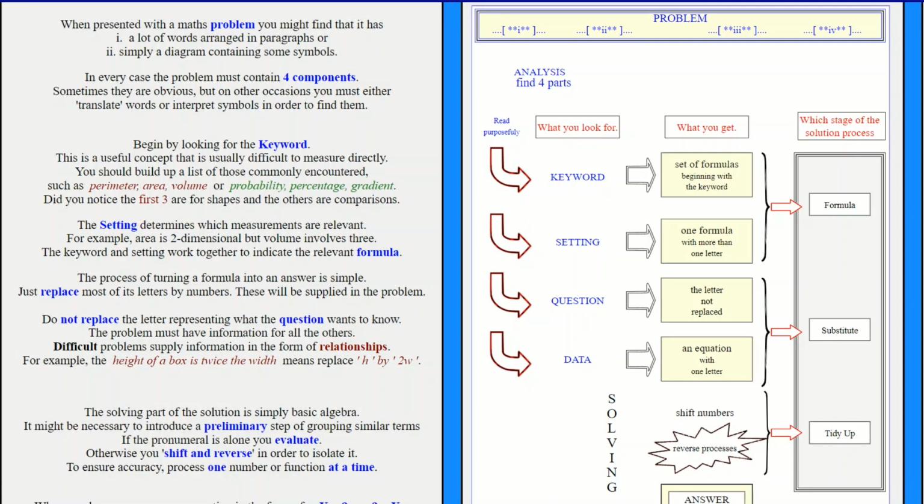The keyword is a useful concept that is usually difficult to measure directly. You should build up a list of those commonly encountered in your maths course, such as perimeter, area, volume, or probability, percentage, gradient. Did you notice the first 3 are for shapes and the others are for comparisons?